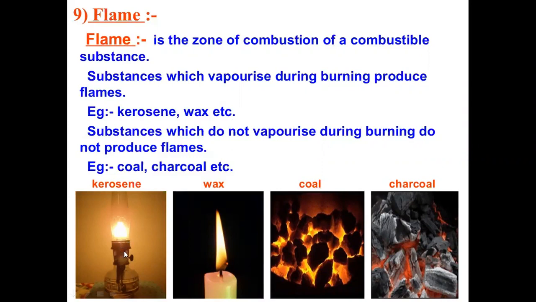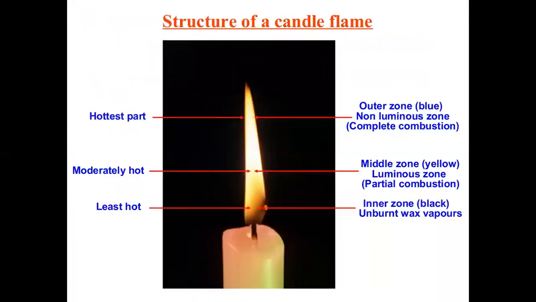Here is a kerosene lamp. It is burning due to the presence of kerosene, and the flame is produced. And here is a candle. The wax is there, and the flame is produced. And these two are the pictures of coal and charcoal. Charcoal and coal do not produce the flame. So I think we can differentiate which substances produce flame and which substances do not produce the flame.